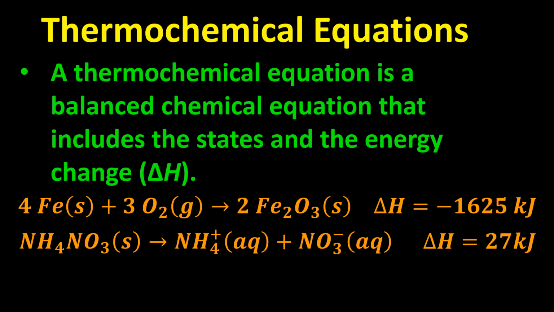A thermochemical equation is a balanced chemical equation that includes the states and the energy change. So as you can see in the reaction, after each reactant and product, in parentheses is the state, and then after the reaction is written, the delta H is given with the amount of energy absorbed or released.